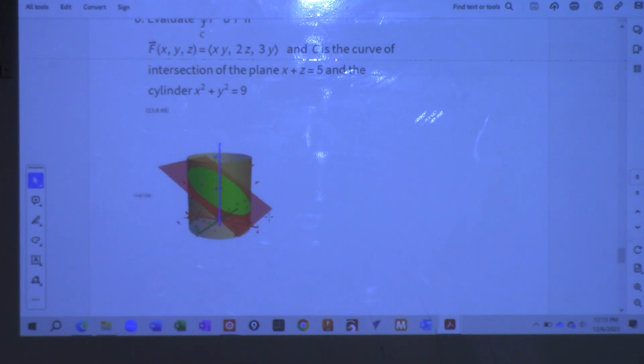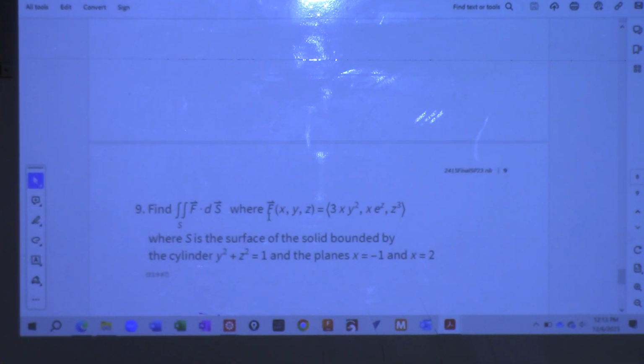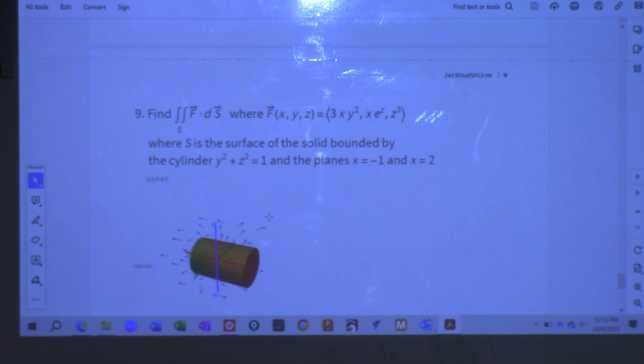Okay, so here, what do we do here? We're using which theorem? Stokes', right? So you've got to, yeah, we did one just like that today. I'm not going to go through that. And then here's another one.